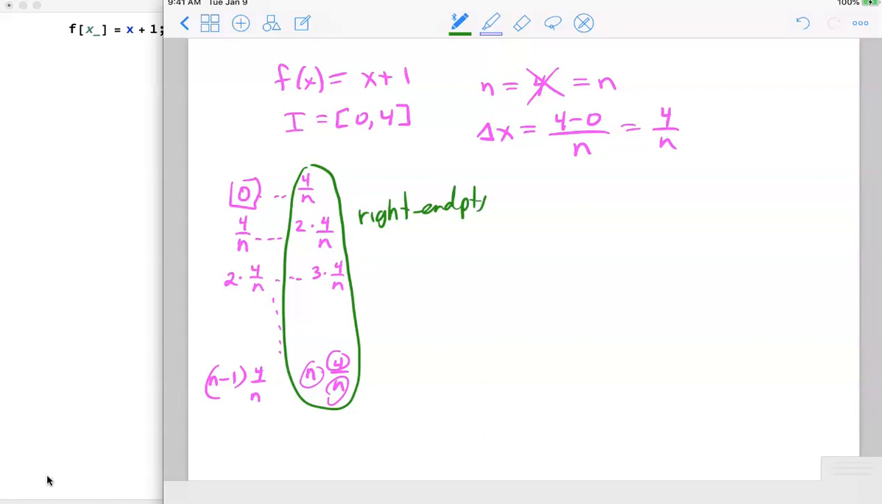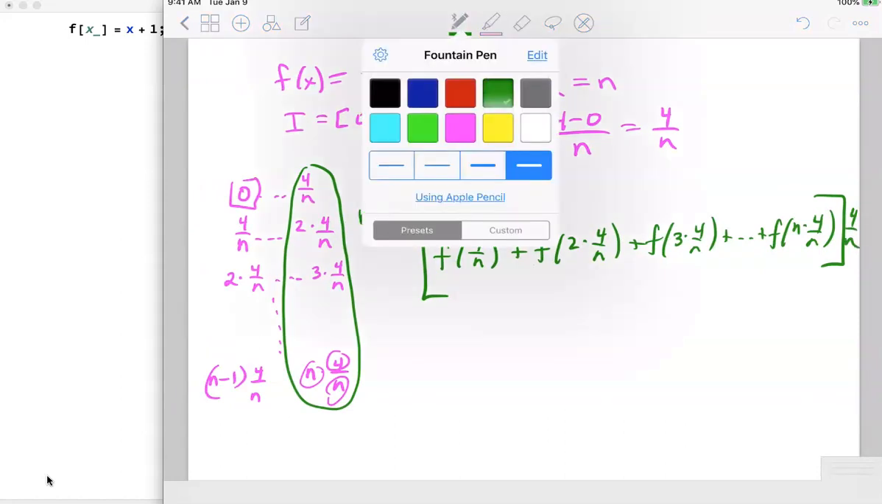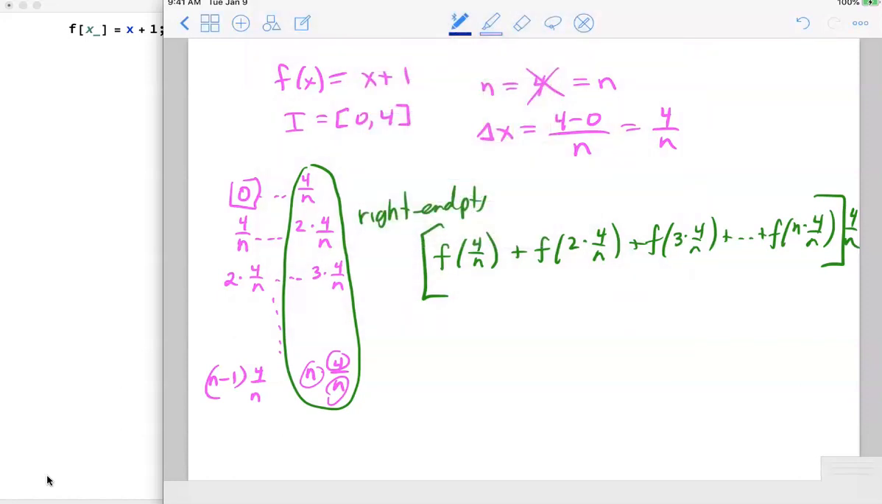And so what this is going to mean is that we need to evaluate our function at 4 over n. We need to add that to the function evaluated at 2 times 4 over n plus the function at 3 times 4 over n, and we need to keep going until you get to the function at n times 4 over n. And those are all the heights of the rectangles, and then we need to multiply that by the width of each rectangle, which was 4 over n. Okay, so let's carry this process out.